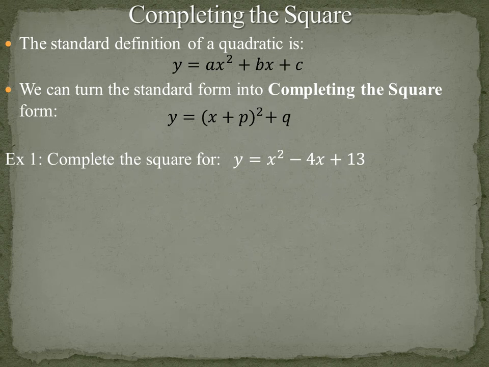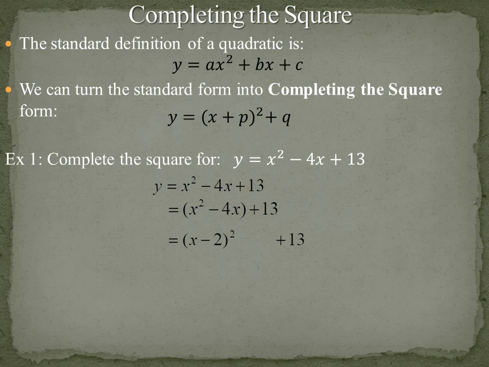So complete the square for y equals x squared minus 4x plus 13. Have a go. So the method for completing the square. You look at the first two terms, the x squared term and the x term, and what you do is you take those, you put them in a bracket, and you remove the square term, half the coefficient in front of the x, remove the x, and put that all in a bracket squared.